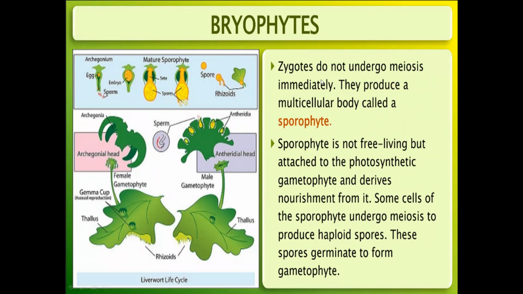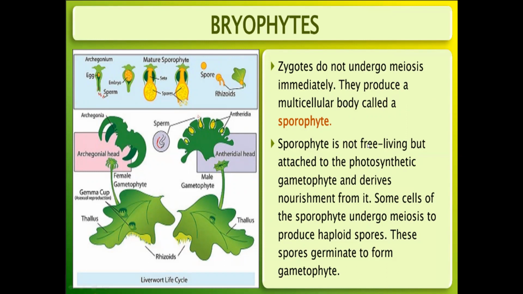Zygote does not undergo meiosis immediately. What do you get in meiosis? Haploid or diploid cell? In meiosis, you get haploid cells. Now this is diploid and it is not forming haploid. So the sporophyte, which is a multicellular body, will be haploid or diploid? Diploid, because there is no meiosis.